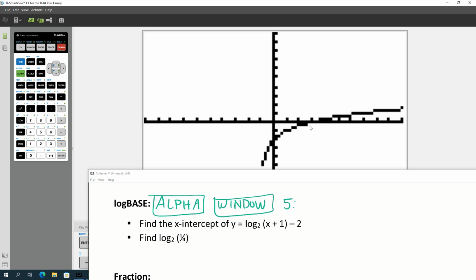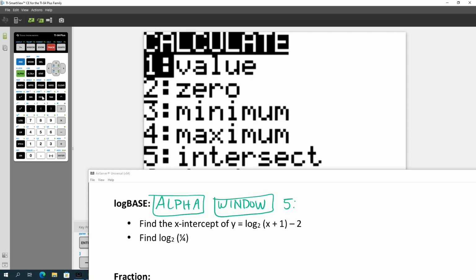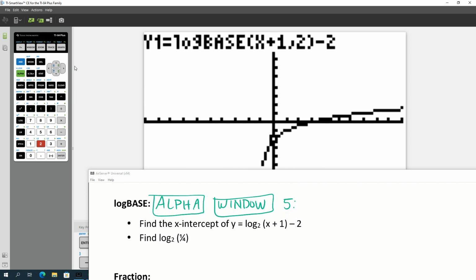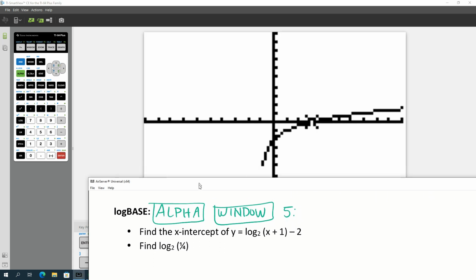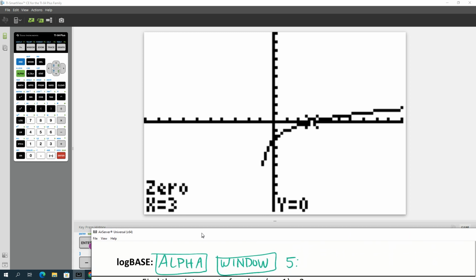All right, and so the x-intercept is where it crosses the x-axis. So we're going to review what we just did one more time. So you do second trace, number 2. All right, and there's that little flashing cursor. We want to hit enter on the left and then cross over. Make sure you're on the other side and hit enter on the right and then enter one more time. And so the x-intercept is at 3.